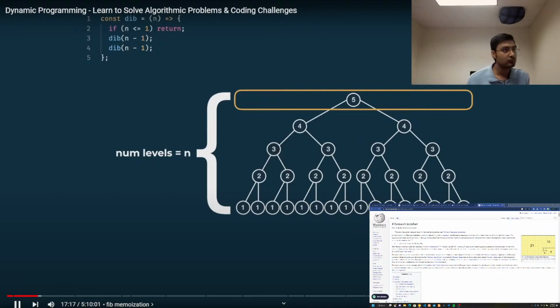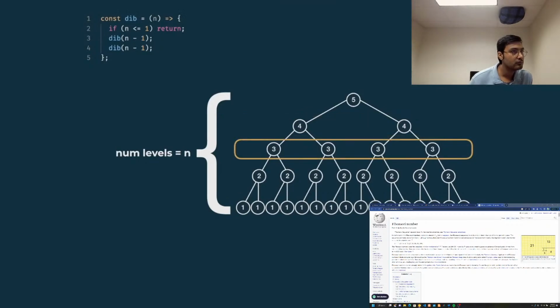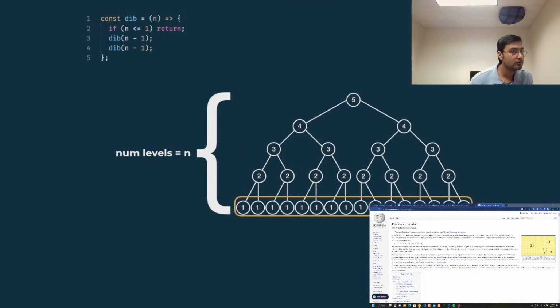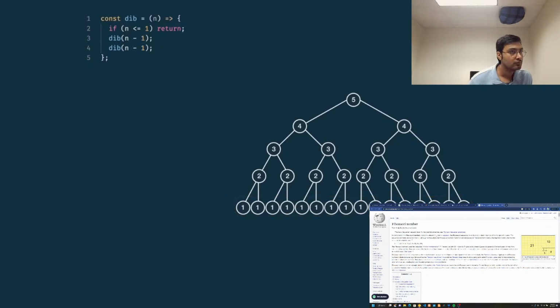At the top level, there's 1 node here. On the next level, there's 2 nodes. On the next level, there's 4 nodes, then 8 nodes, then 16 nodes. See the pattern? So let's try to generalize that.